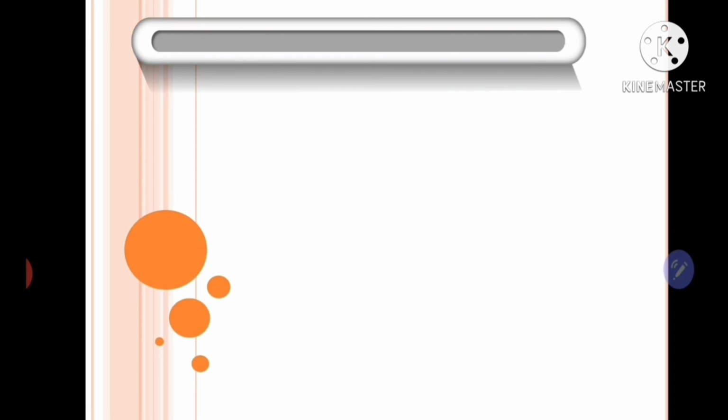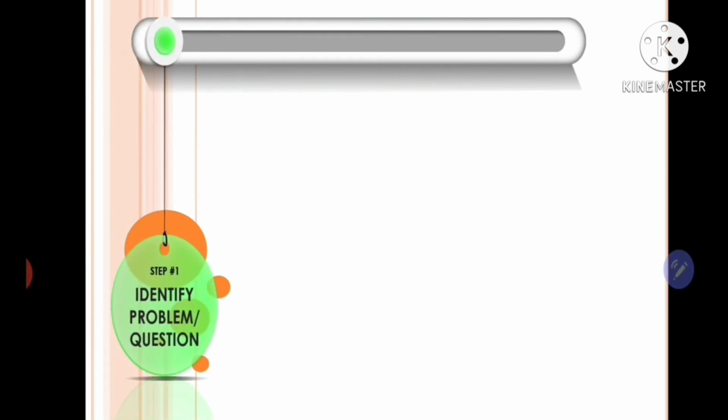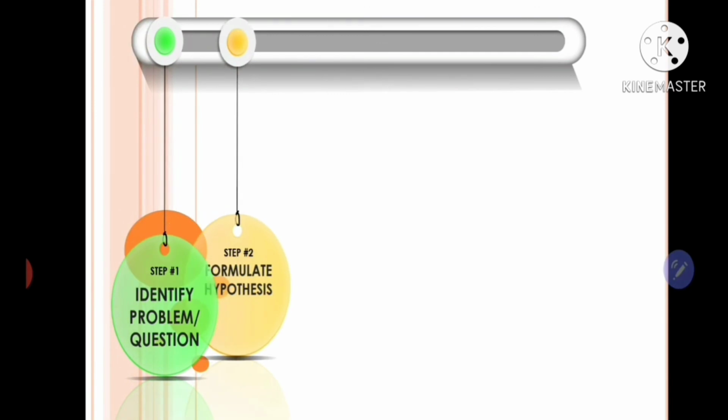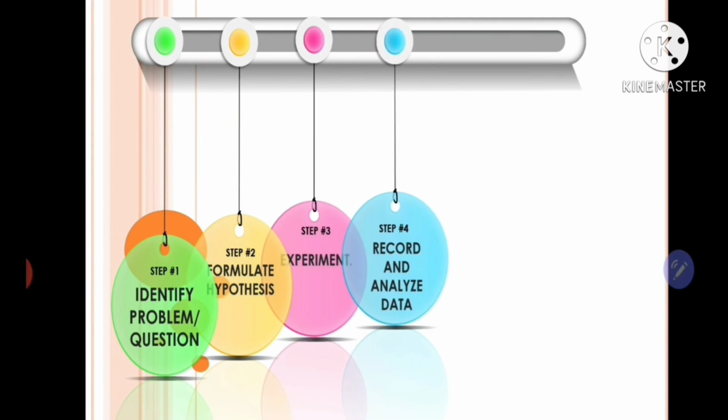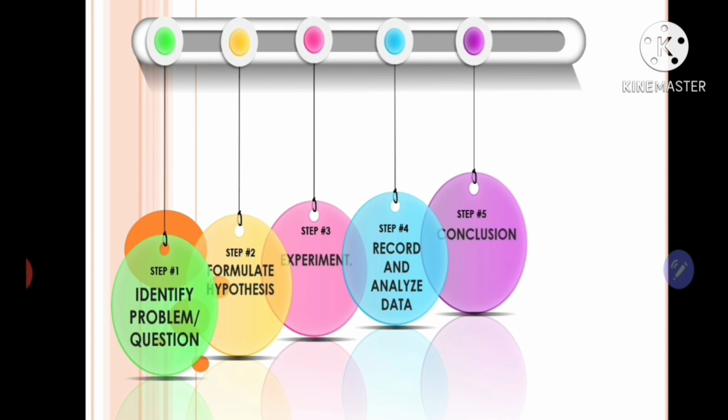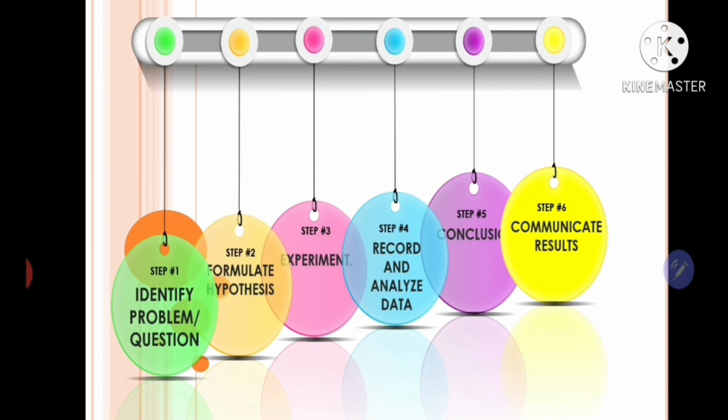Before we end our discussion for this day, let's have a recall. Remember that we discussed the first step, which is to identify the problem or question. For step 2, you have to formulate your hypothesis. For step 3, we need to conduct an experiment to test our hypothesis. For step 4, we need to record and analyze the data. For step 5, we have to draw our conclusion out of the data we gathered from step 4. And the last stage, we have to communicate the result. These are the different steps of the scientific method.